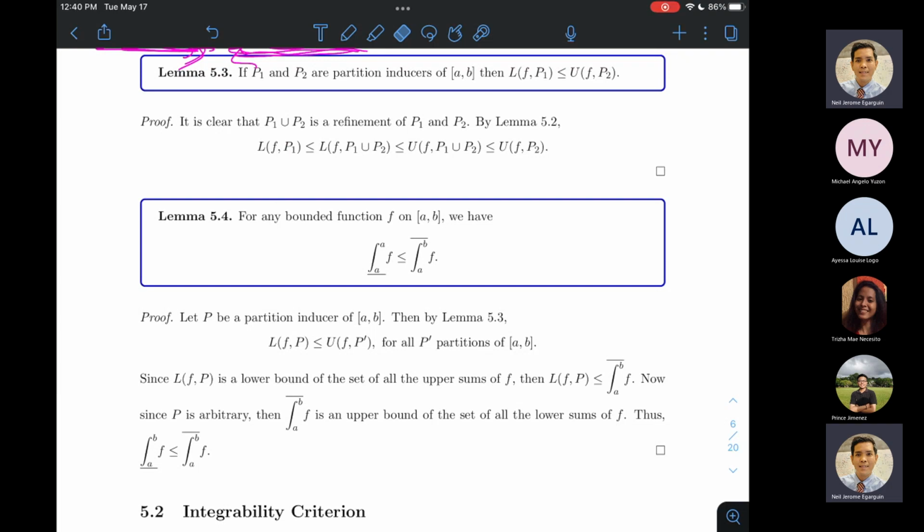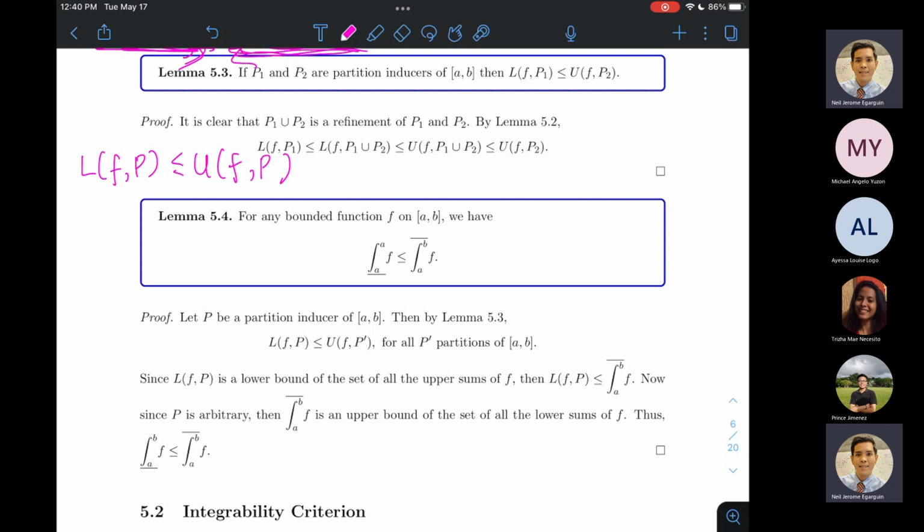pagka magkaiba na yung partition inducers. Kasi alam natin, kapag meron kang fixed na function f at partition inducer p, laging alam natin yung lower Riemann sum ay laging mas maliit sa upper Riemann sum. Pero dapat parehas yung partition inducer. Ito yung isa sa mga results natin kanina, no?